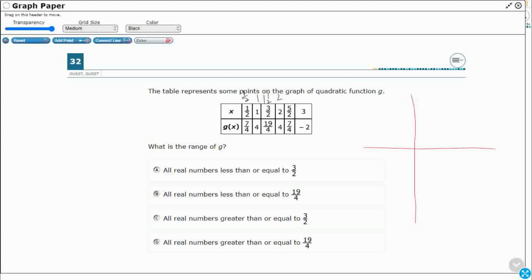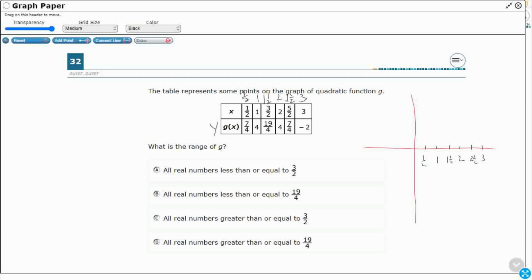Then I've got my 2, and then that's 2.5, and then 3. All right, so we're just kind of plotting along here, from 1/2 all the way up to 3. So that's my 1, 1.5, 2, 2.5, 3. Okay, so what's happening with my g of x?